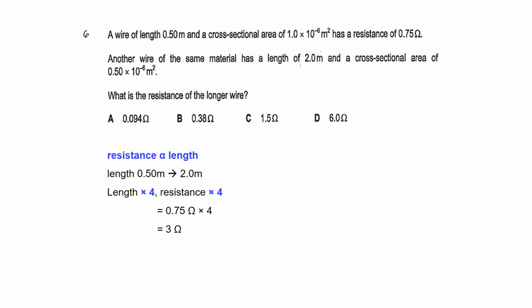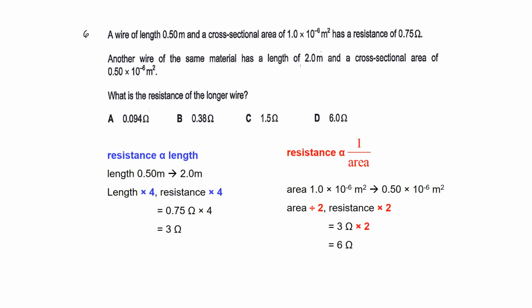We recall that resistance has a direct relationship with length. From 0.50 meters to 2 meters, the length multiplied by 4. Since resistance has a direct relationship with length, length times 4, resistance times 4 as well. So 0.75 ohms times 4 will give us 3 ohms.